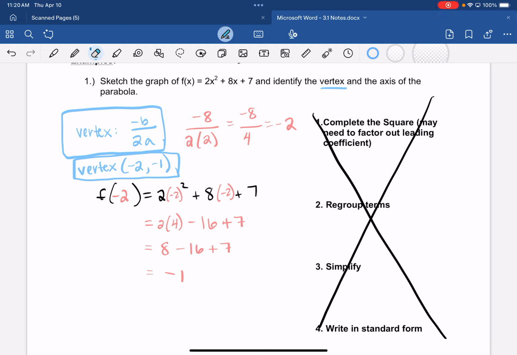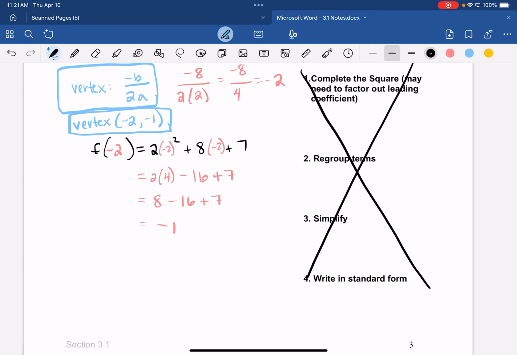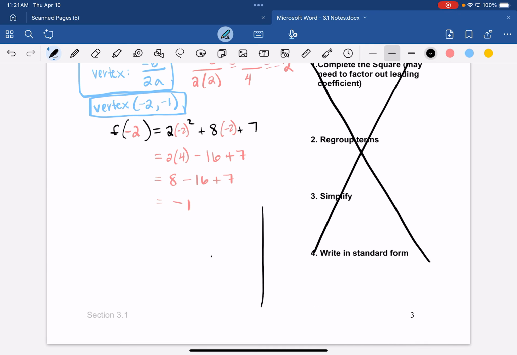All right. Now that we have the vertex, it also says to identify the axis of the parabola. Eventually, you'll probably be able to figure out the axis at this point, but let's sketch it first, and then we'll be able to determine it from our graph. So here's our graph. We're going to start graphing it, and then we're going to stop. We know I have a vertex at negative 2, negative 1. I know my vertex is there.